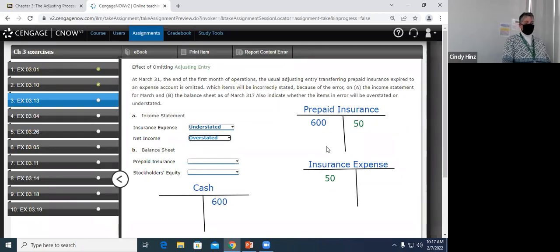How about on the balance sheet? Our prepaid insurance still says we have $600 worth of insurance out there, but we really only have $550 left, using my numbers. So our asset, prepaid insurance, is also overstated. And because our income was overstated, our equity will also be overstated. Remember, the cash account is correct.